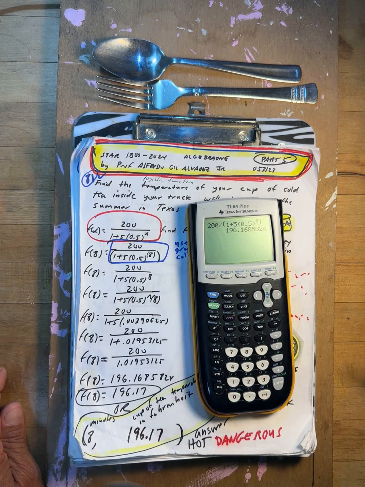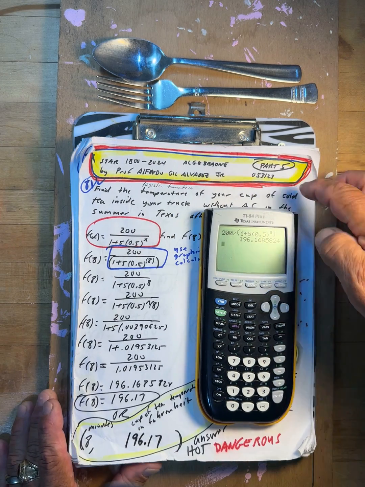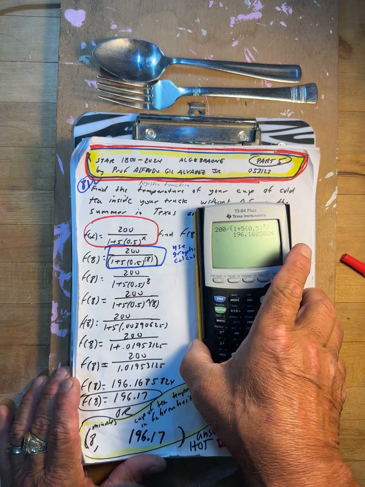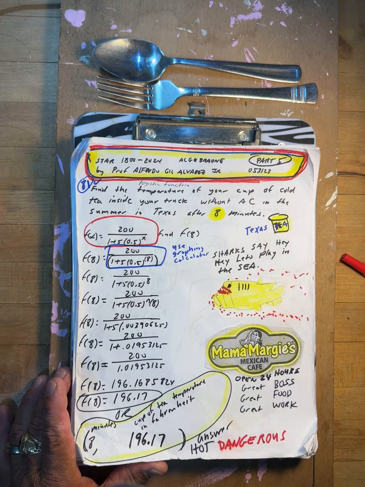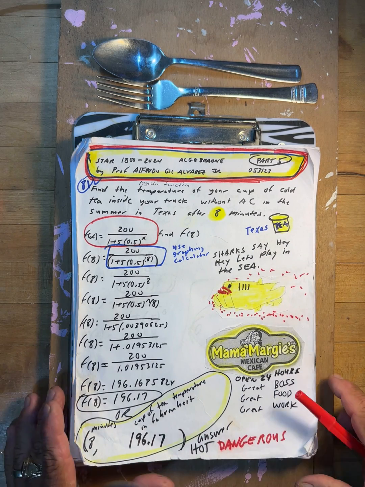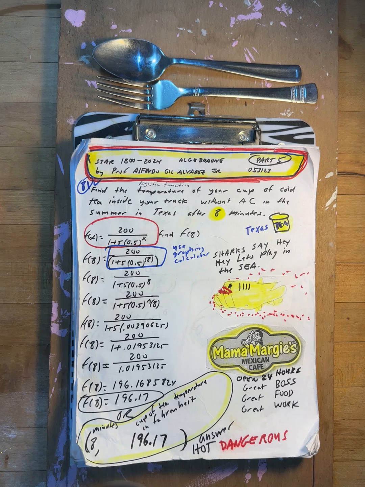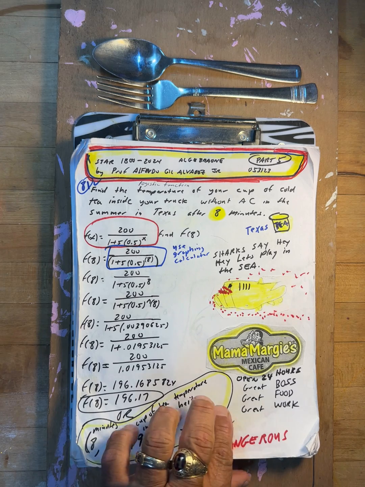So you can use a graphing calculator if you want to. That's fine. Okay. But you don't have to. But I would use it, yes. All right. So we're done with this one. Find the temperature. Yes. Next question.